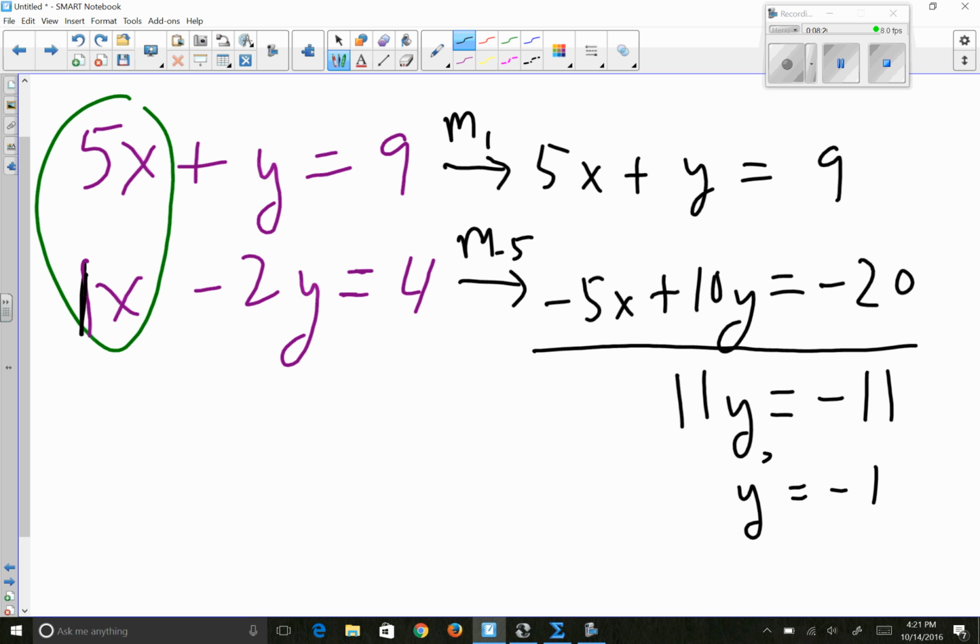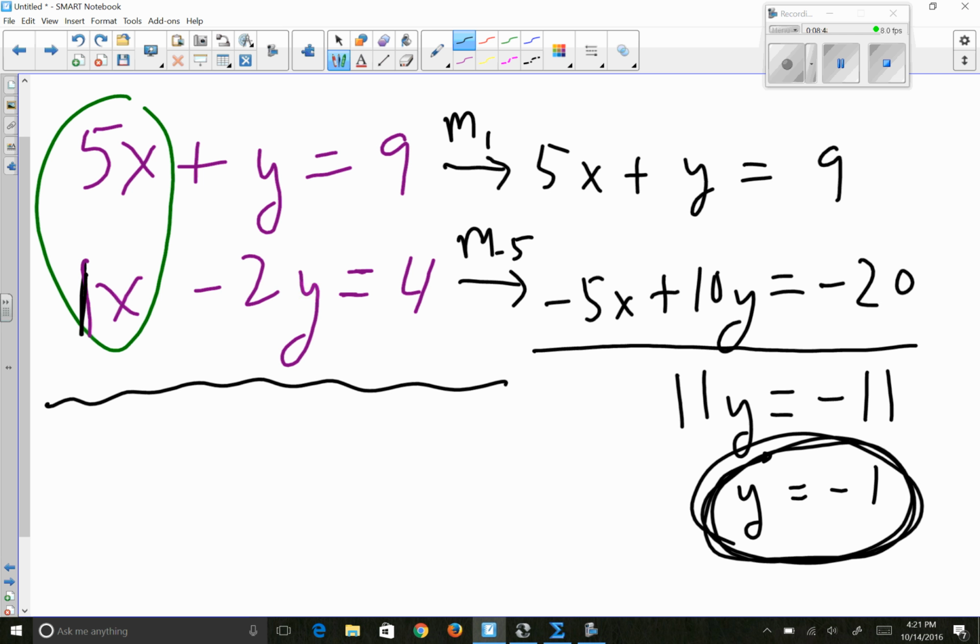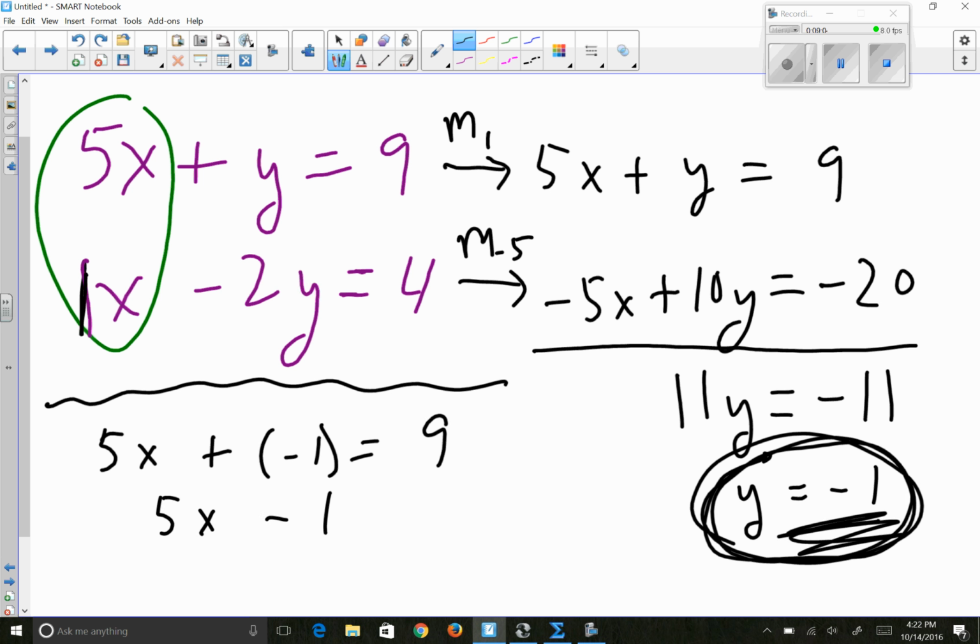Now this result, we plug into one of the clouds. So pick one of the equations that were in clouds. That's these purple ones. Doesn't matter which one. And replace y with -1. I'll pick the top equation. The top equation says 5 times x plus y equals 9. Where the y is, we put -1 using this. Or 5x minus 1 equals 9.